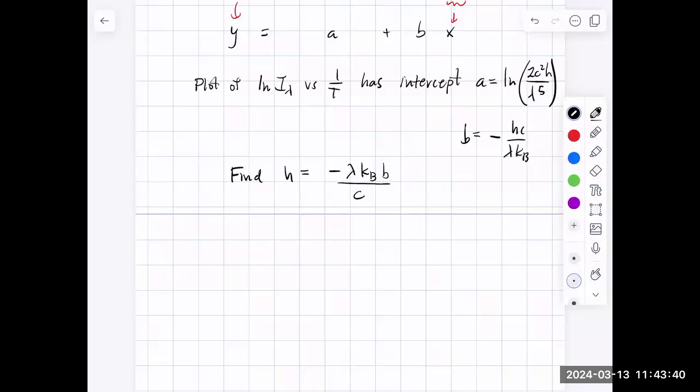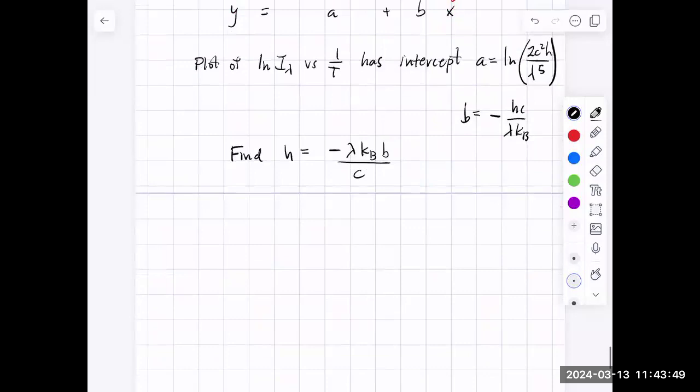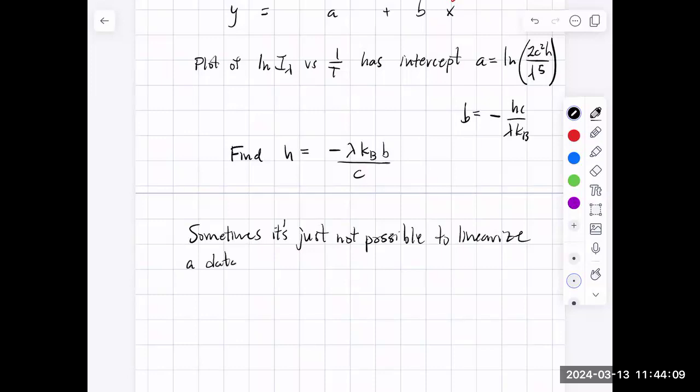Okay, good. All right, so that's a bunch of examples where we can linearize data. Sometimes it's just not possible to linearize a data set. For an example, let's think back to our favorite course, Physics 231, LRC circuits.